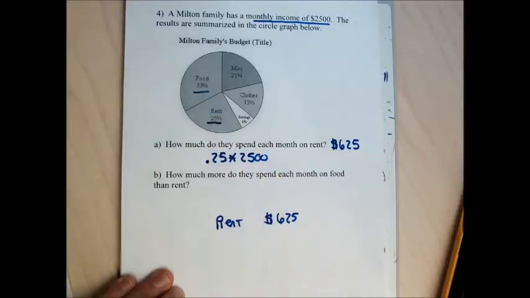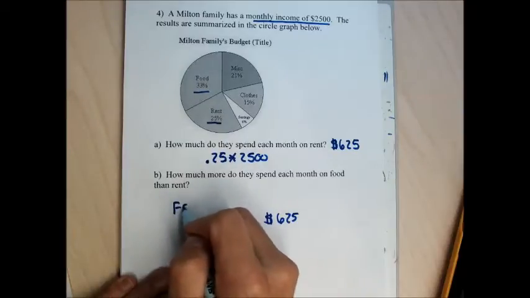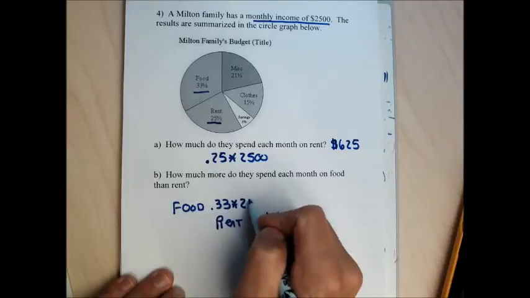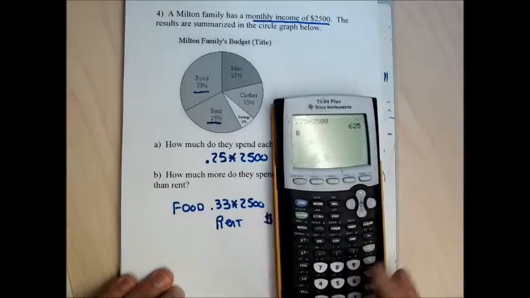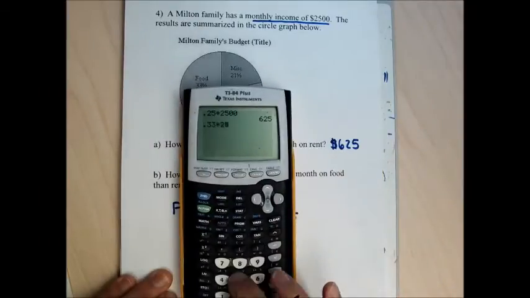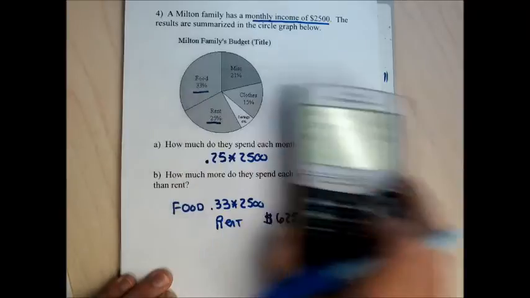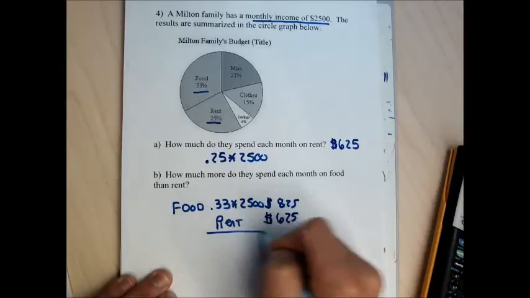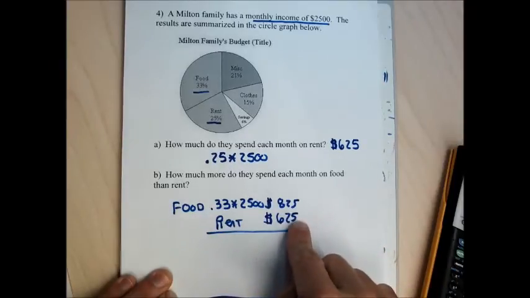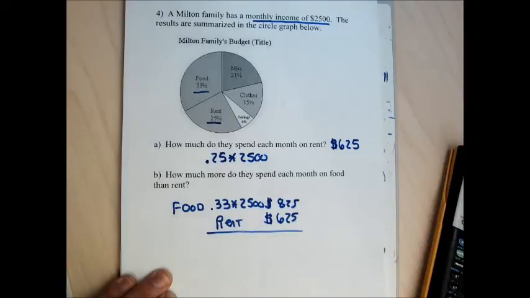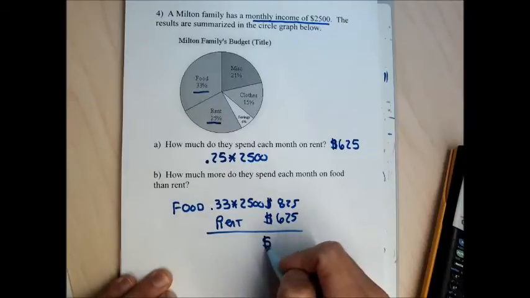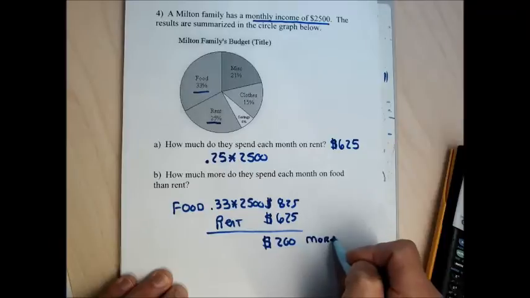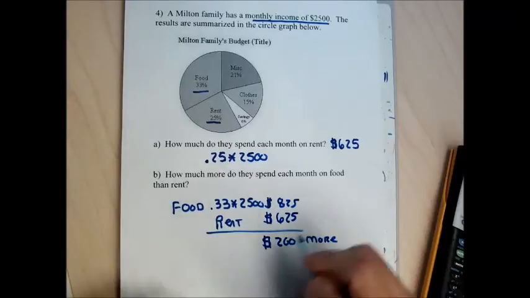They spend 33% of their budget on food. Let me figure out how much they spend on food by taking 33% as a decimal, which is 0.33, times the $2,500. So on food, they spend $825. To answer the question, how much more do they spend on food than rent? Well, the difference between $825 and $625 is how much more they're spending on food. And the answer to part B is going to be $200. I could say $200 more, or $200 more is spent on food than rent. As long as you give me the $200, I'll be fine.